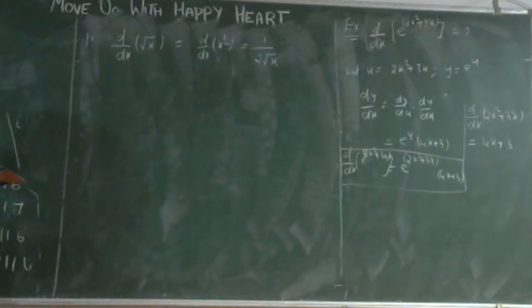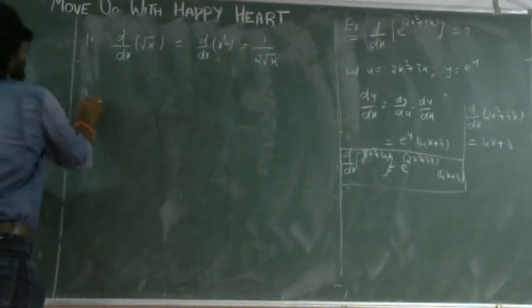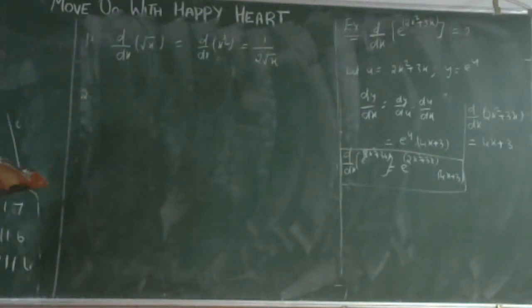1 by 2 root x. Then this also you can remember as a formula: differentiation of root x is 1 by 2 root x. But you have to apply our rule only for this. Next.